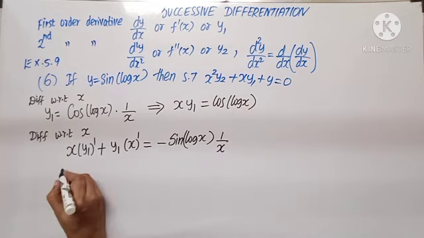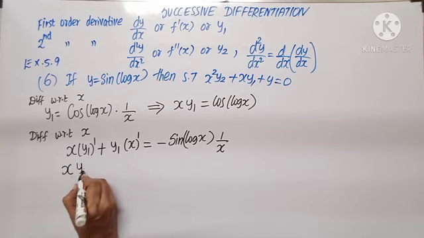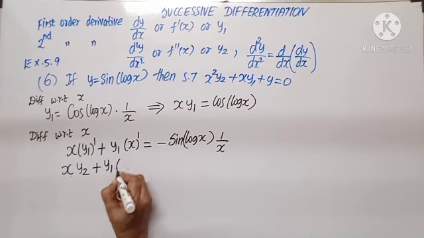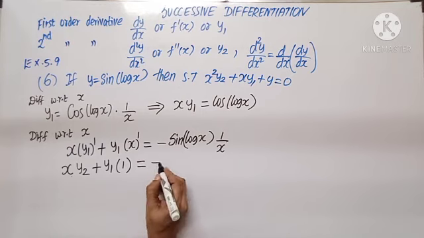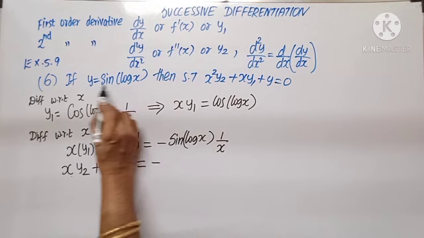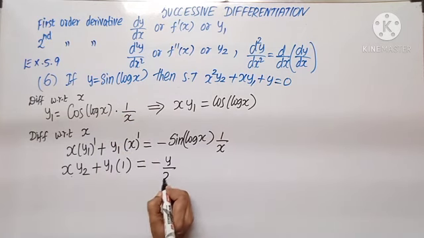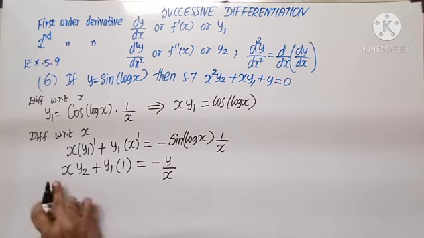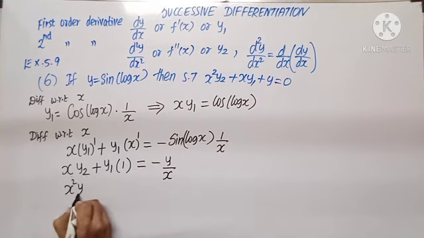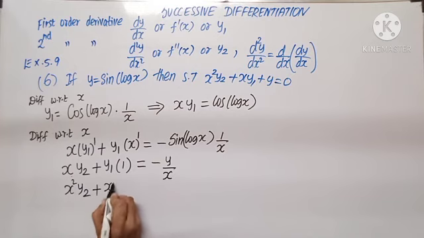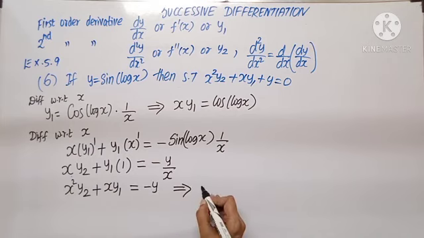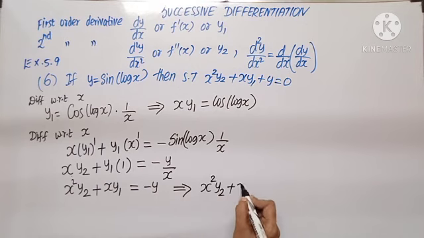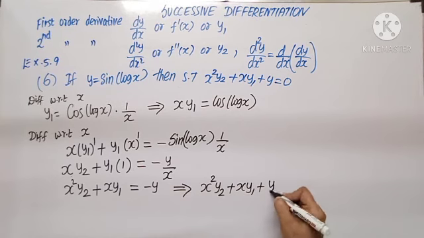The LHS, x into y1 if I differentiate, y2 plus y1 into x if I differentiate it is 1. The whole thing equals minus sine log x. I can write y from the question divided by x. Cross multiplying, x into x is x square y2 plus x into y1 is xy1 equals minus y. Or bringing this to the left, I have x square y2 plus xy1 plus y equals 0, and that is the result given in the question.